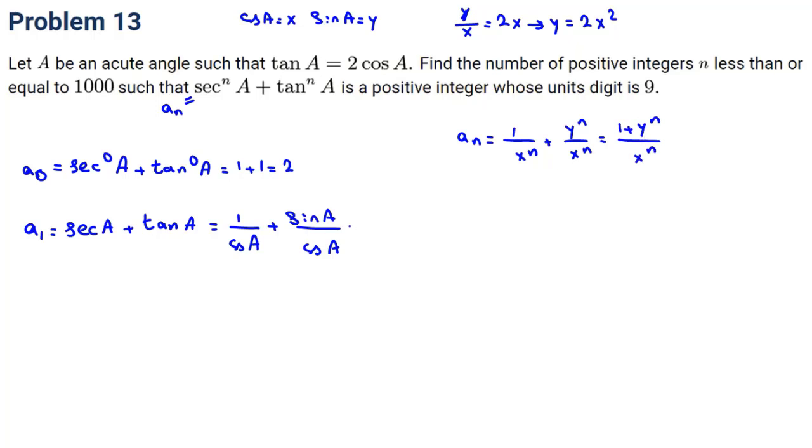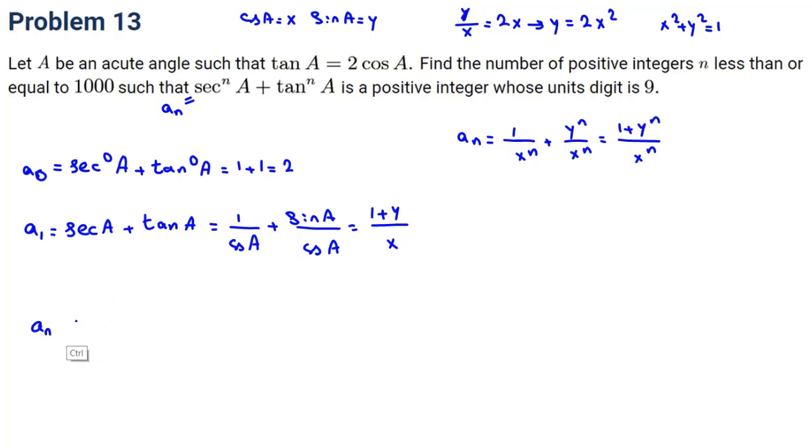Okay, now here we can replace it. We can say it is 1 plus y over x. Okay, so we can calculate because by this, because we know x squared plus y squared is 1. We can calculate x and y, and we can replace here. We can find a1. But let's do something. For example, an is what? Is 1 plus y^n over x^n.